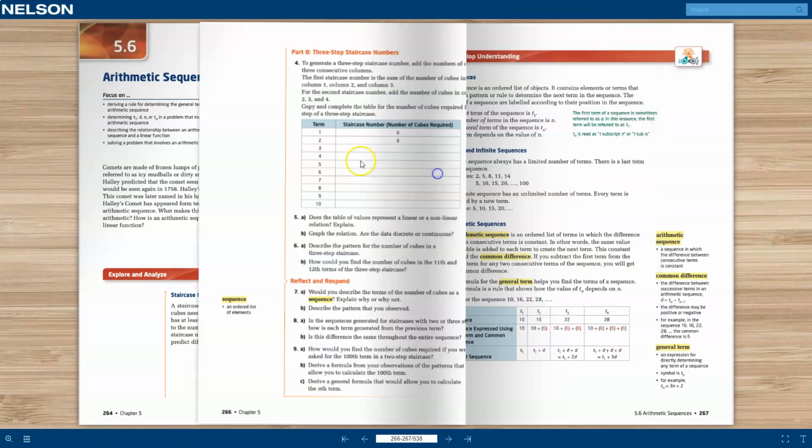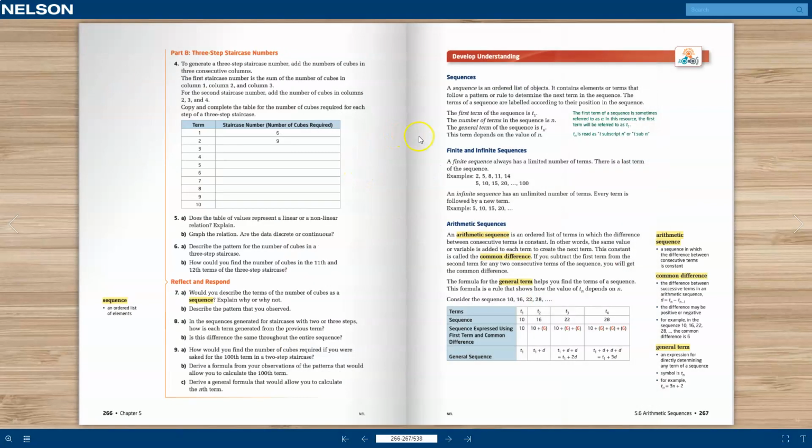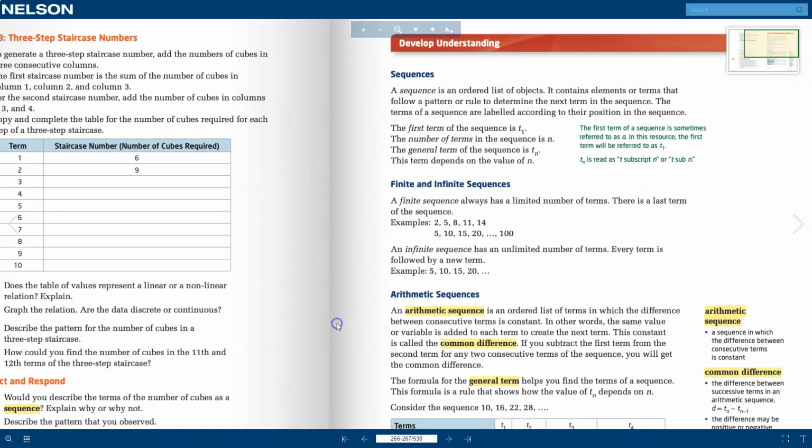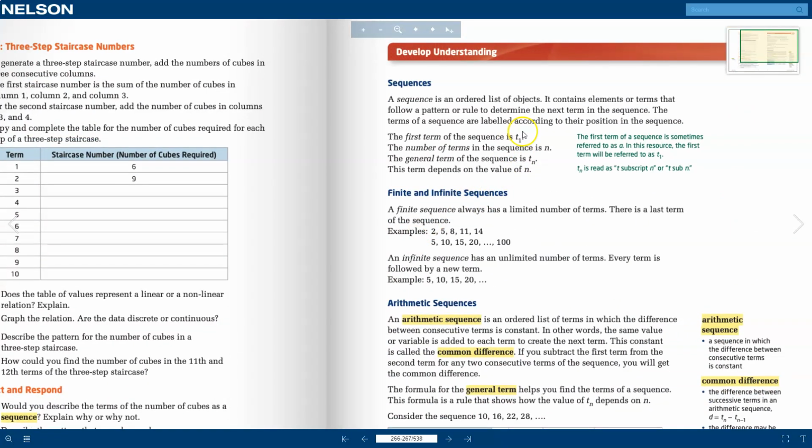We'll look at a few more examples in a second. The word sequence is just a list of objects, and in our case, we're going to be looking at arithmetic sequences. So just some terminology here. You'll see this in a second, and we'll practice it.